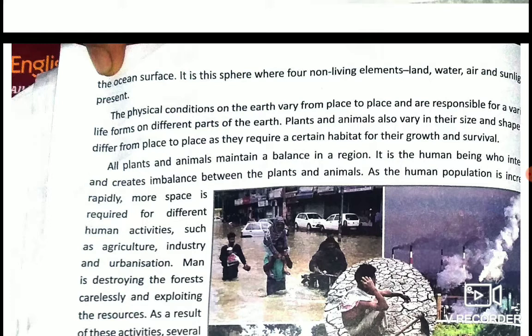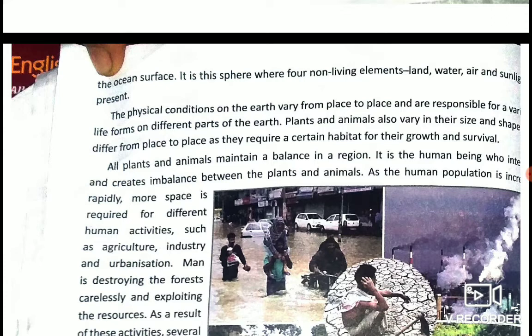All plants and animals maintain a balance in a region. It is the human being who interacts and creates imbalance between plants and animals. Yes, obviously. Just now I told you that in an ecosystem, plants, animals, and human beings are there. Plants and animals are working in a very proper way. It is the human beings who are disturbing the ecological balance. They are creating imbalance in nature.